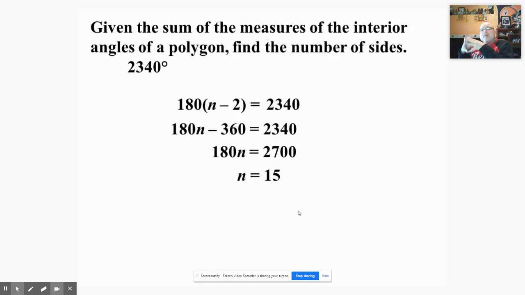We also expect you to be able to work it backwards today. Given the sum of the measures of the interior angles of a polygon, find the number of sides. All the angles of this polygon add up to 2,340. How many sides does the polygon have? So notice we use our formula, 180 times n minus 2 equals, in this case, 2,340. So we'll distribute the 180n minus 360. Add 360 to both sides. Again, we're just solving the algebra equation from here. And we discover that n equals 15.